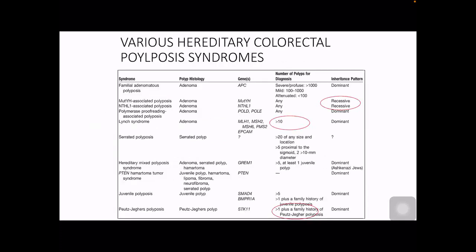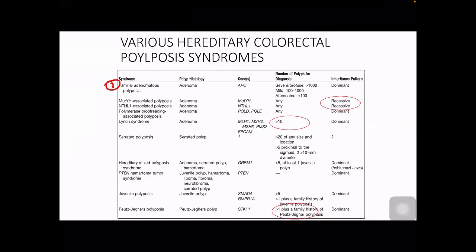So this is a nutshell of the various hereditary colorectal polyposis syndromes. This table is given in Shackelford. Also, there is a very elaborate table given in Sabiston. I feel you should keep looking at the table often so that you will remember the most important points. At least you should know what gene is affected and what the important features of that hereditary polyposis syndrome are.